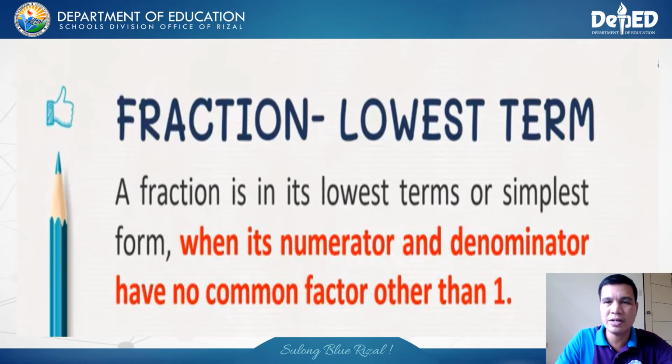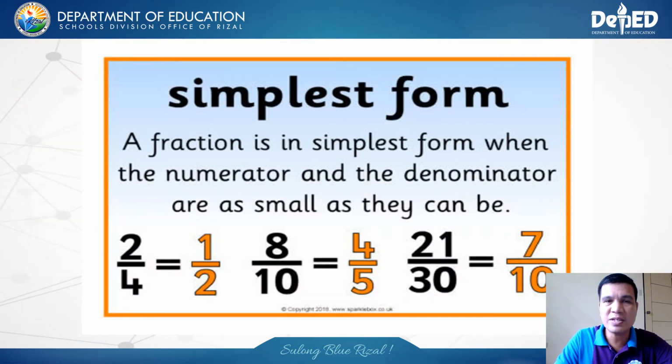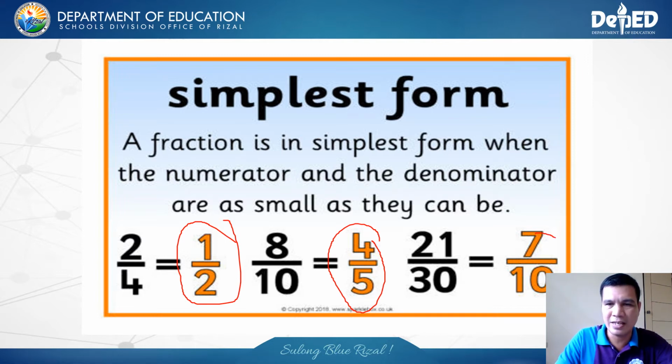A fraction is in lowest term or simplest form when its numerator and denominator have no common factor other than 1. A fraction is in simplest form when the numerator and the denominator are as small as they can be. Let us take this example. 2/4 will become 1/2. 8/10 can be renamed as 4/5. And 21/30 can be expressed in lowest term as 7/10.